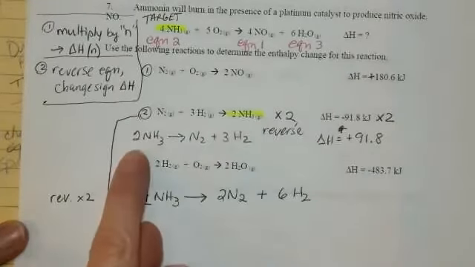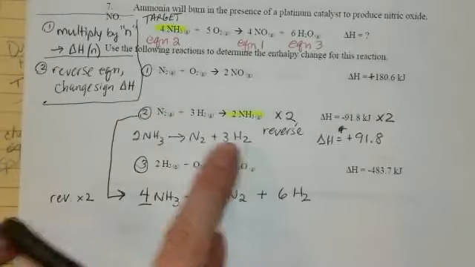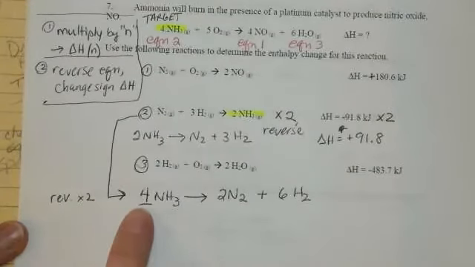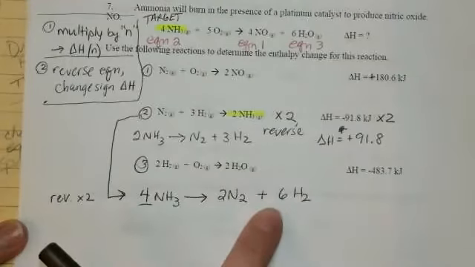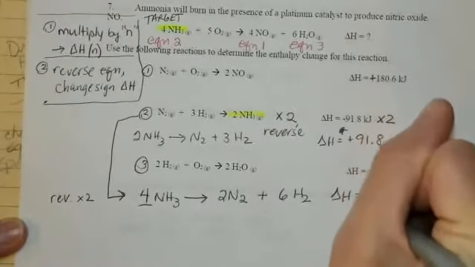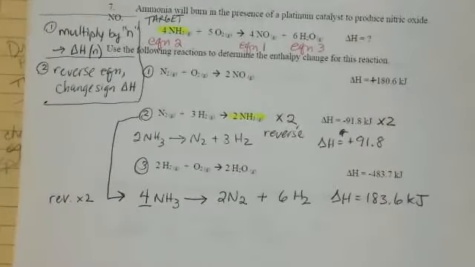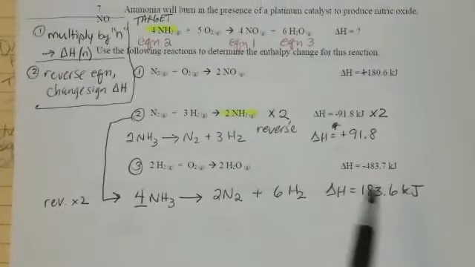So the 2 ammonias became reactants, and the nitrogen and hydrogen go to the product side. Then what I did is I took that equation and multiplied it by 2. 2 ammonias became 4, 1 nitrogen became 2, 3 hydrogens became 6. So I'll take that 91.8 that I had and multiply it by 2. So I get a delta H here of 183.6 kilojoules. So that's how we can take a thermochemical equation, change the equation, and then figure out what the delta H will be.